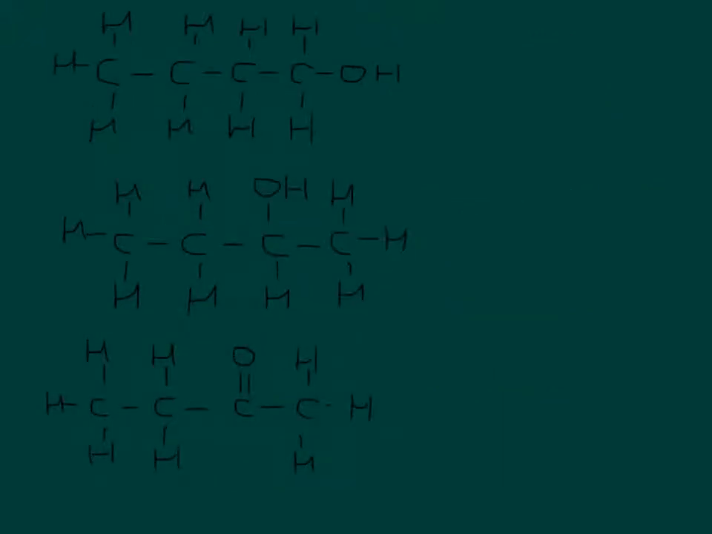So 3 more examples for you to have a go at, and then see how you get on. So the first one is of course an alcohol. I've got an OH group there. I've got 4 carbons in a row there, so it's going to be based on butanol. The alcohol is coming off carbon number 1, so it becomes butan-1-ol.